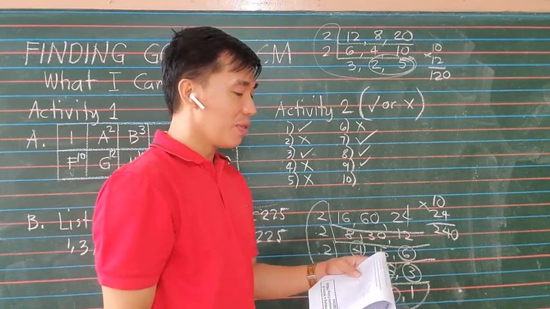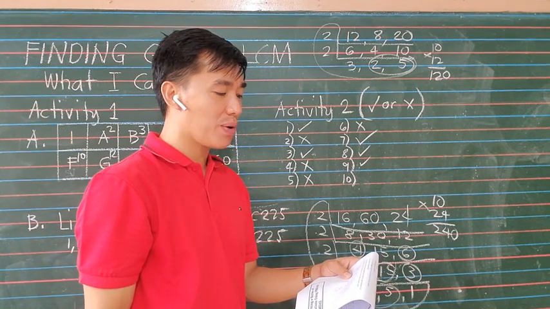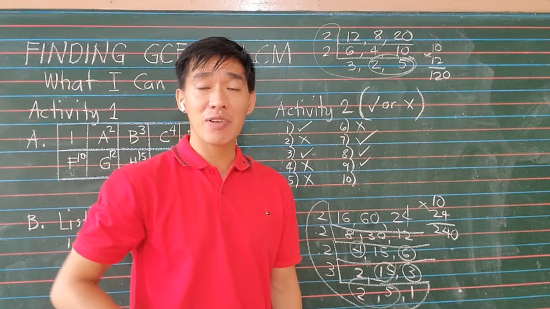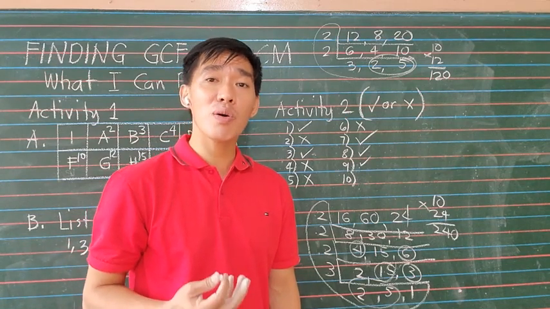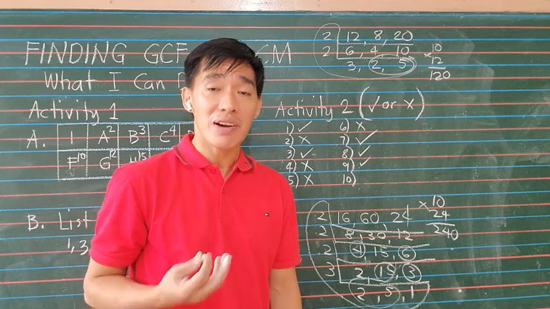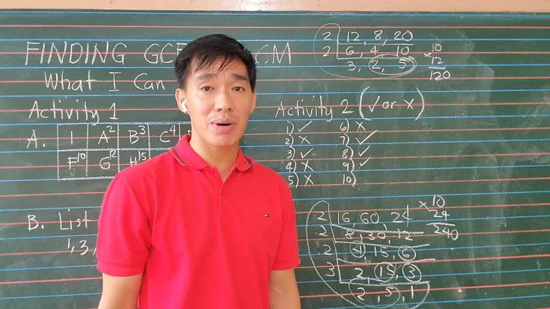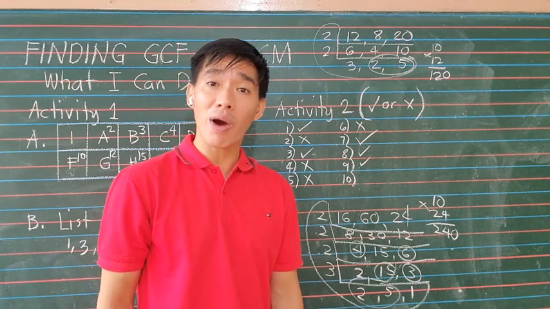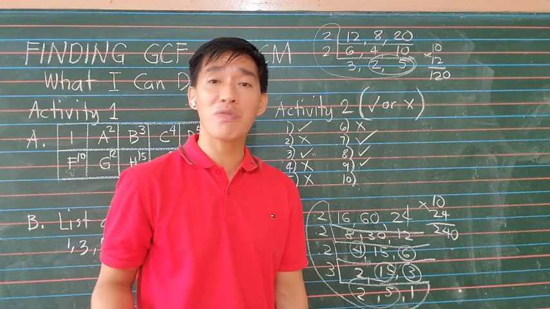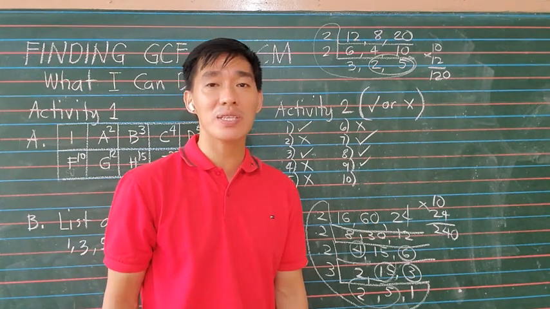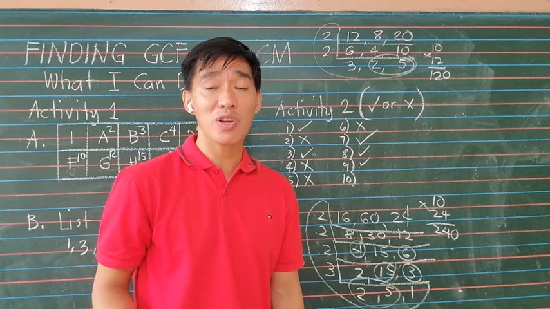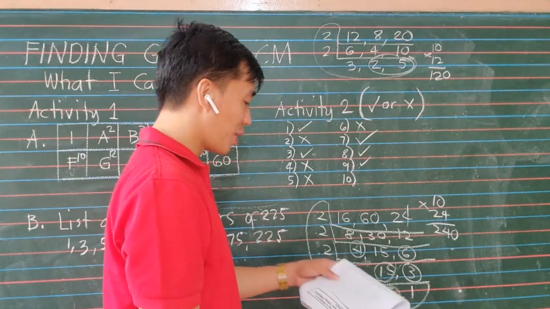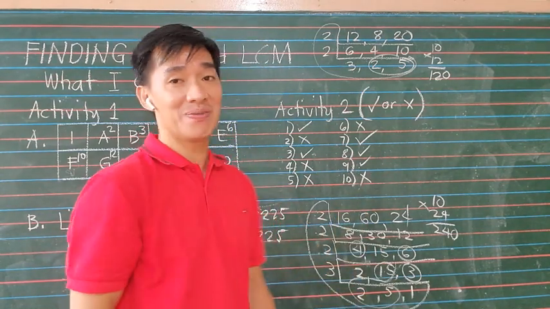For number 10, there is no GCF if there are no common factors of the given numbers. Always remember, as I remind you again, that all the numbers are divisible by 1, or all the numbers have a factor of 1. Therefore, if there's no common factor, we could not say that there's no GCF. There is a GCF, but the GCF is 1. Therefore, this statement is wrong.